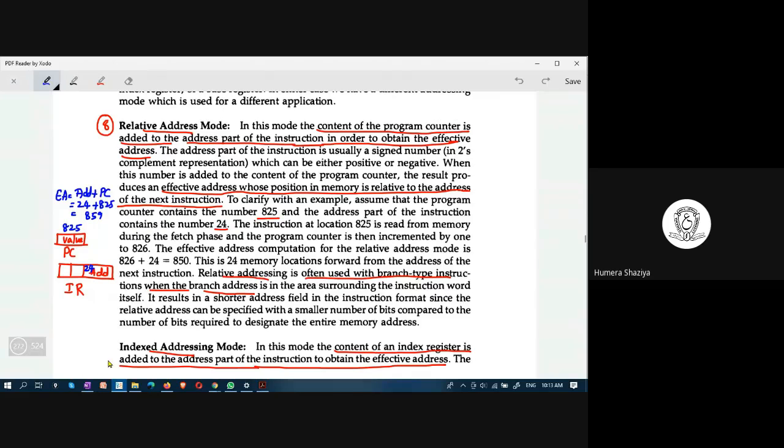In relative address mode, what happens is the contents of the program counter, which is a register, is added to the address part of the instruction. This is our instruction. In the instruction, we have got the address part. The address part of the instruction is added to the content of the program counter to obtain the effective address.